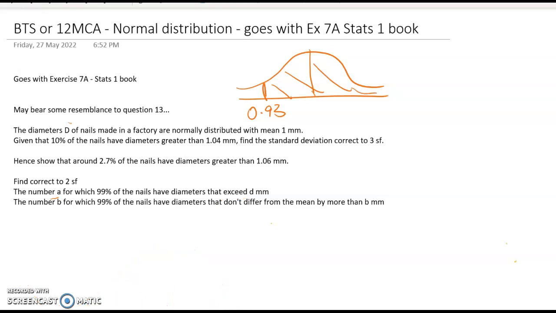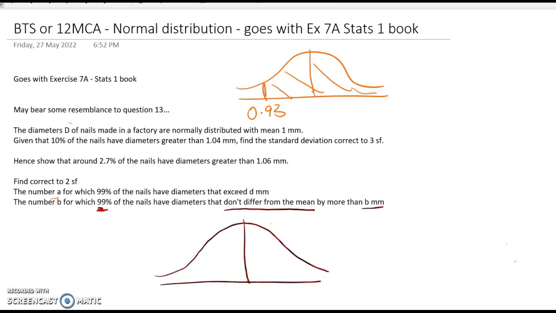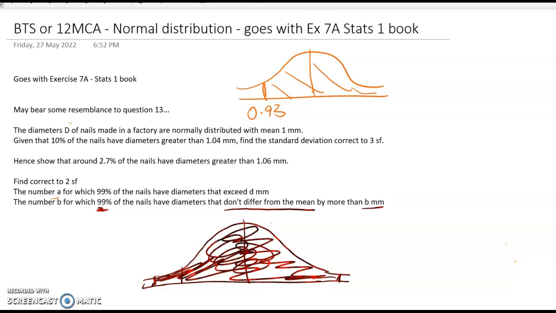So we're trying to find the number for which 99% of the nails have diameters that don't differ from the mean by more than that number. So we're asking for cutoffs here that actually are very far in the tail. So I want to have 99% in the middle. And if I've got a good picture, I can see that I've got 99% in the middle, so I've got 0.5% out here, and I've got 0.5% in this tail here.